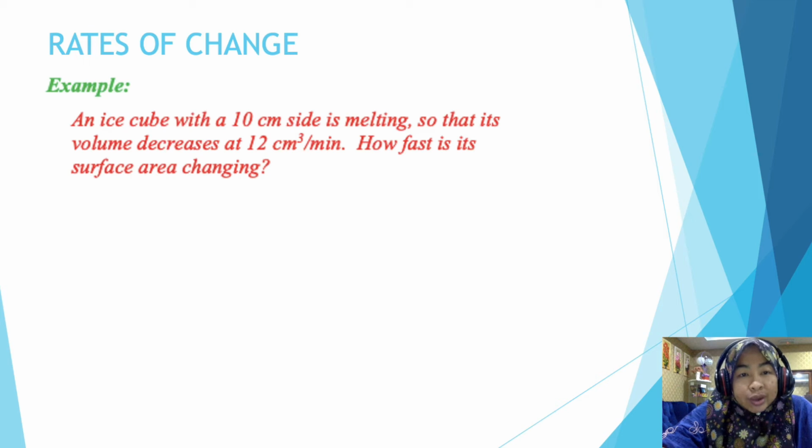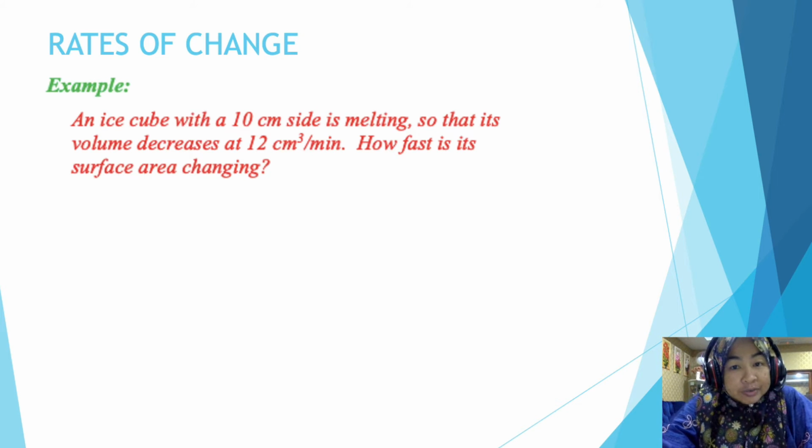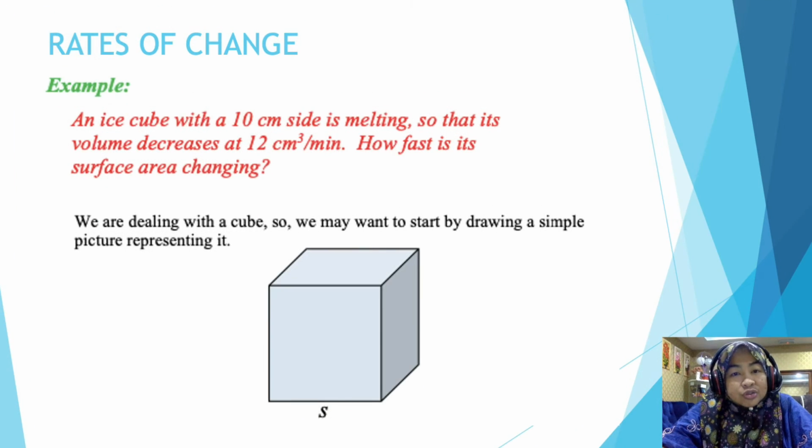So 12 is dV/dt, rate of volume. The volume decreases at 12, so dV/dt is 12. What you need to find out is how fast is surface area changing, which means you have to find dA/dt. Let's illustrate the ice cube like this. All the sides are S.